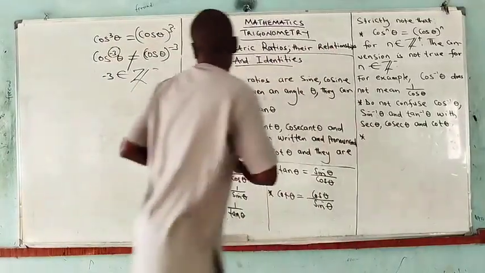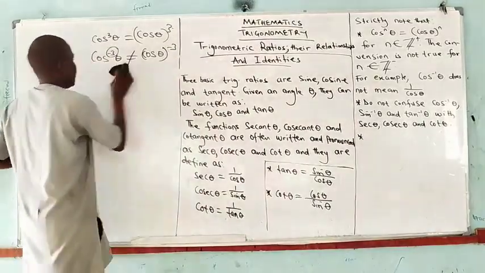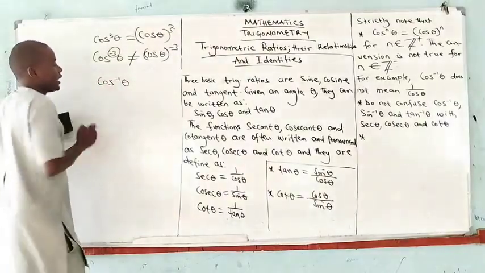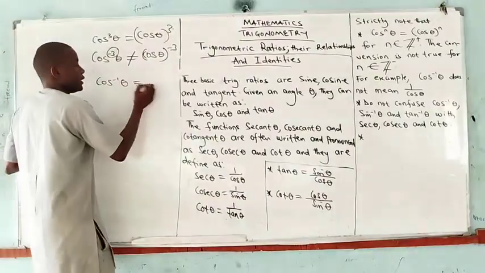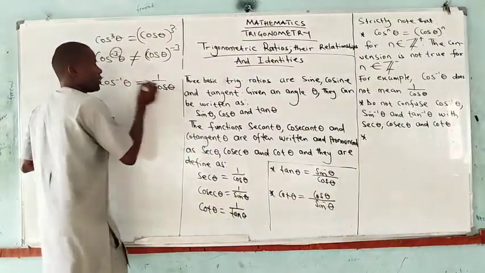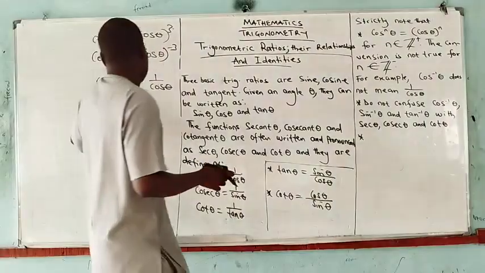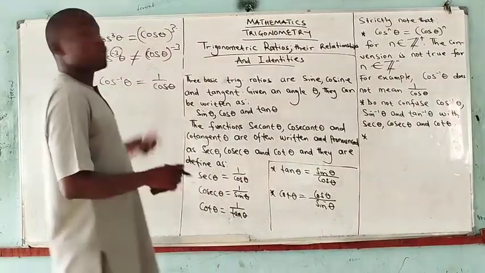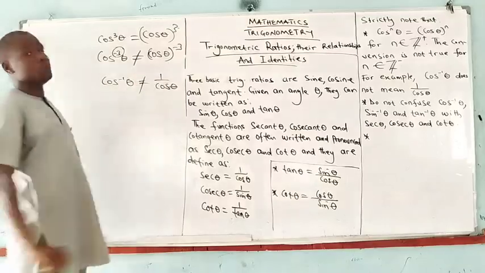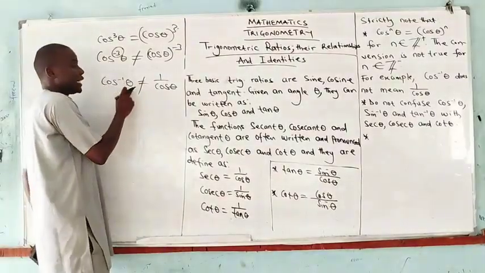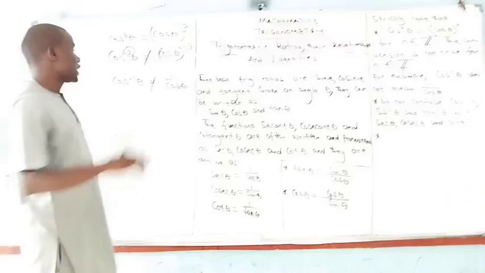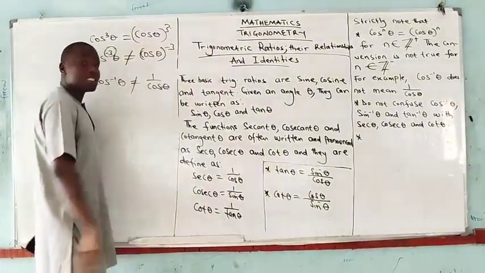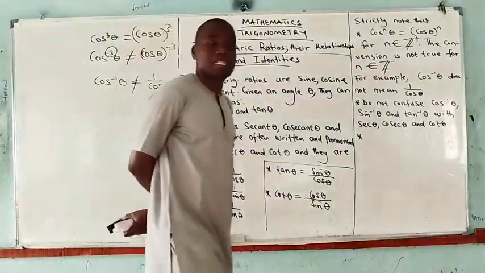So for example, is it true that cos to the power minus 1 theta equals 1 over cos theta? No, exactly no. Cos to the power minus 1 theta is not equal to 1 over cos theta. So you should take very serious note of that.